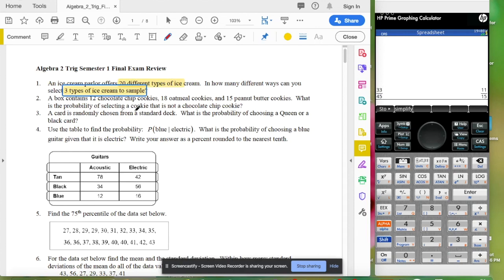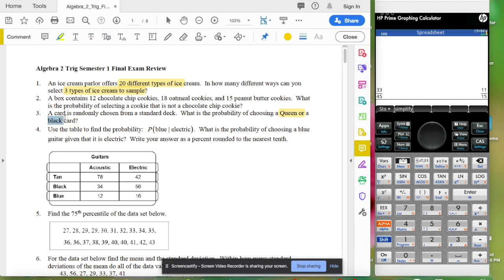So next we're going to do number 3. A card is randomly chosen from a standard deck. What is the probability of choosing a queen or a black card? So the 2 things that we want are either a queen or a black card.